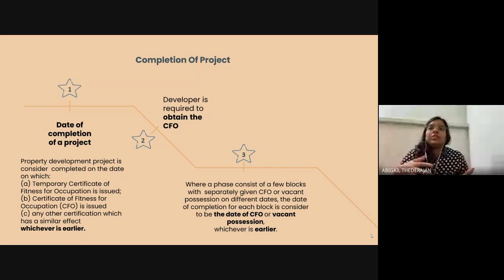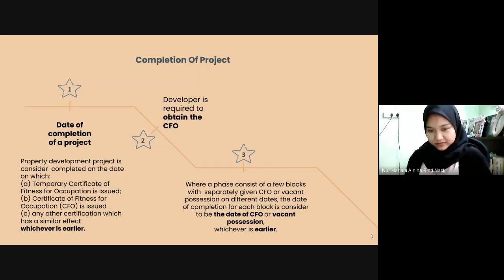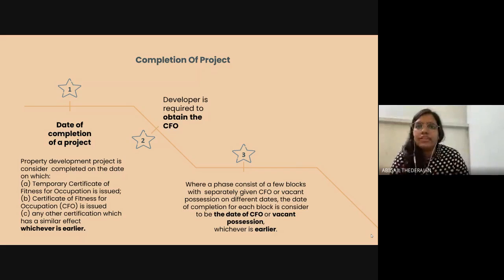So once the developer has finished developing the units and everything, the developer has to apply for it, and when they apply for it, it's already considered that the project is completed. Next, moving on to the third point, when a phase is completed.